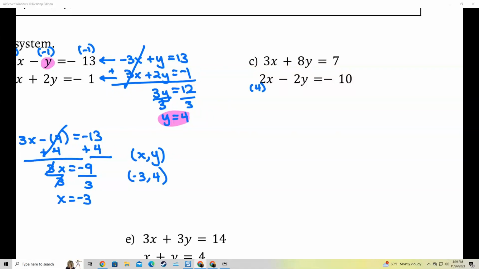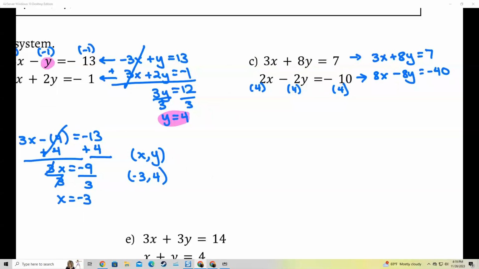Everything gets multiplied by 4 on the bottom. And what that's going to do is keep the top one the same, because I'm not changing the top. 3x plus 8y equals 7. But on the bottom, that is going to change the 2x to an 8x. It's going to change the negative 2y into a negative 8y. It's going to change the negative 10 into a negative 40.